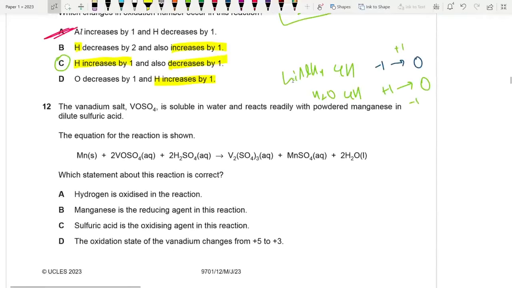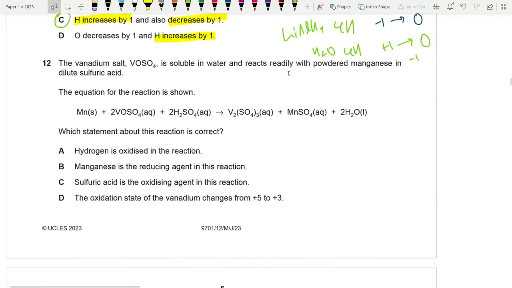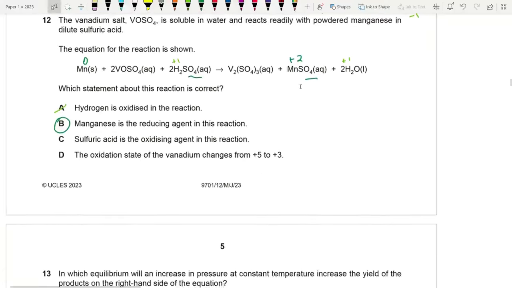Next, number 12. The vanadium salt VOSO4 is soluble in water and reacts readily with powdered manganese in dilute sulfuric acid. The equation for the reaction is shown. Which statement about this reaction is correct? Hydrogen is oxidized in the reaction. Let's see. There's +1 over here, still +1 over here. Wrong. Manganese is the reducing agent in this reaction. Our reducing agent is oxidized itself. So manganese went from 0 to +2. So since manganese was oxidized in this reaction, that obviously means that manganese is the reducing agent, okay? That's it. Sulfuric acid did not get changed at all, okay?